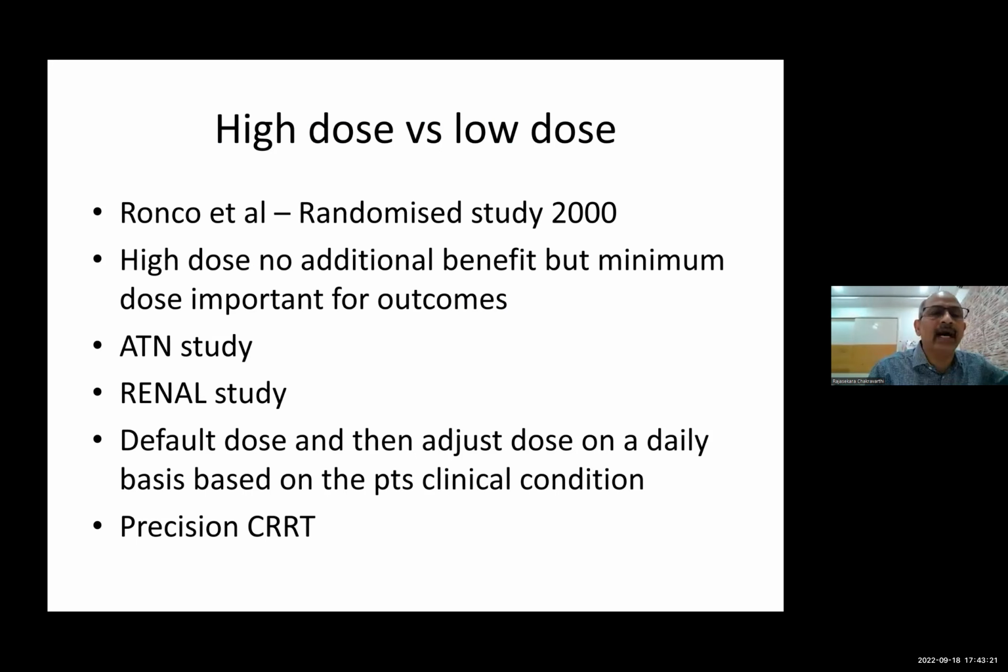Multicentric data, both in... Sir, may I interrupt? Yeah. Sir, for the benefit of the younger ones, can you explain what is meant by the dose, if you don't mind?